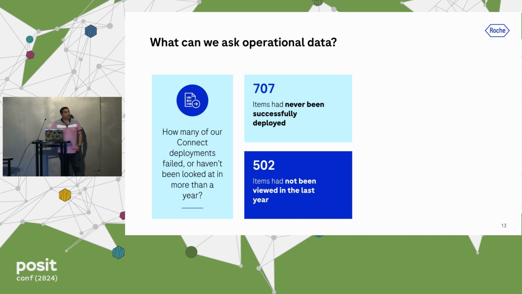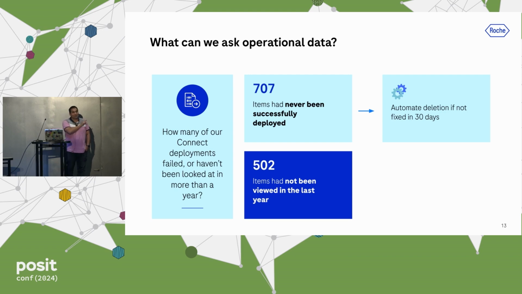And then we also looked at how long it had been since people had touched an object. So this was across everything, across APIs, static, Shiny apps, like when was the last time it was touched? And so we had 502 items that hadn't been viewed in the last year. We also have retention policies within the company. So there could be some hard deadlines where if it hasn't been modified in 3 years, we may want to automatically delete it, or at least tell the user this is about to get deleted because of our retention policies.